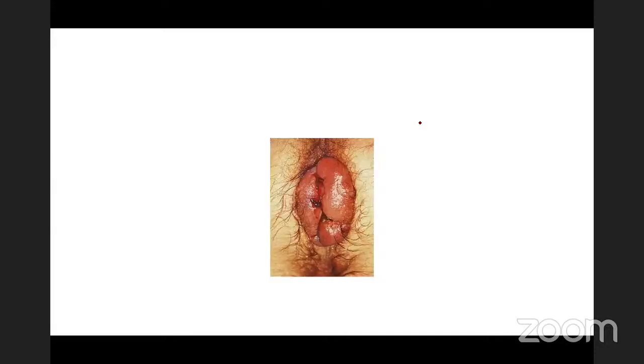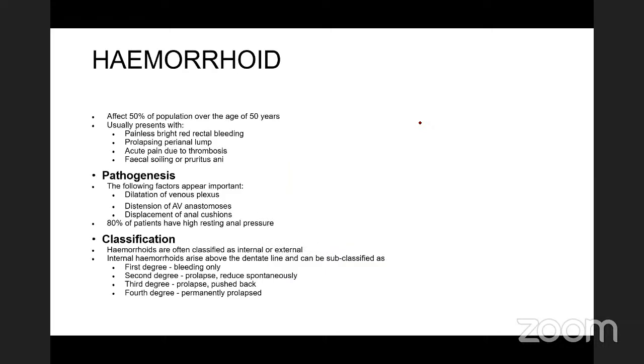Now, this other image you see here is the image of hemorrhoid. You can see this hemorrhoid appears thrombosed, circumferential. You can see bleeding also. Now, you should know that hemorrhoids affect 50% of the population over the age of 50 years, and it usually presents with painless, don't forget, painless bright red rectal bleeding.